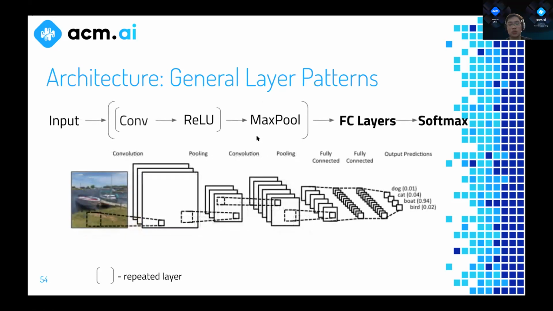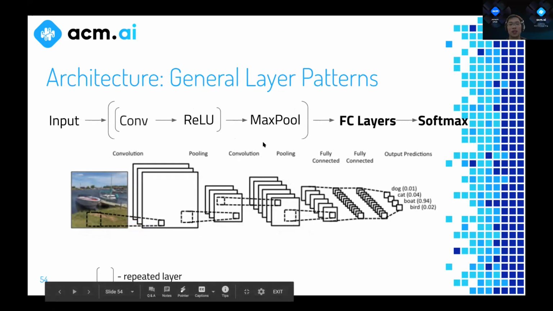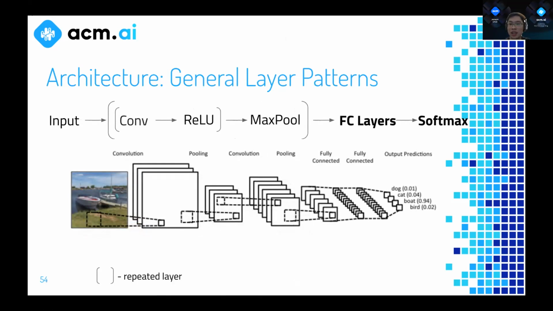All right, so we have finished covering the convolutional layer, ReLU layer, and the max pooling layer. In practice, there are usually multiple of these convolutional layers and max pooling layers, which is why these are bracketed, because they're repeated layers. But the idea is very similar, even if you have multiple of these layers. So we're now going to move into the fully connected layers.